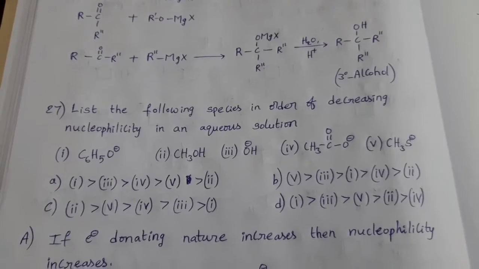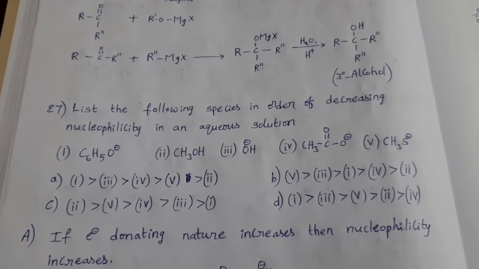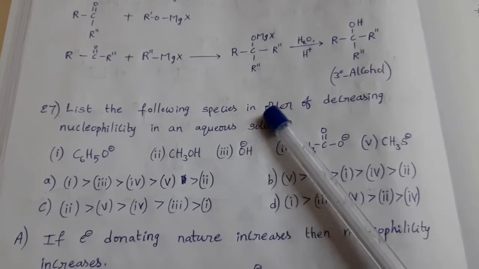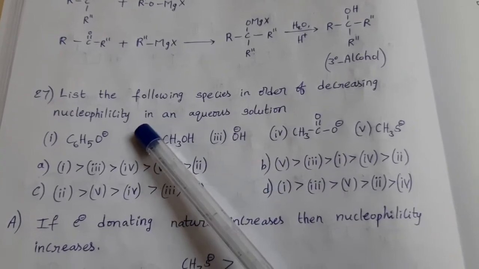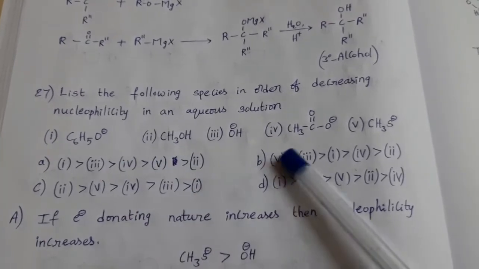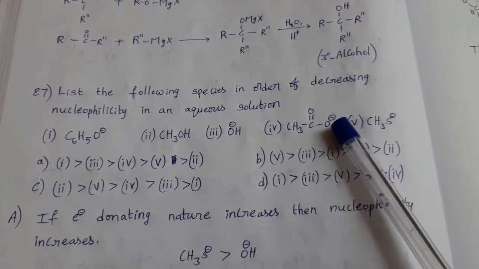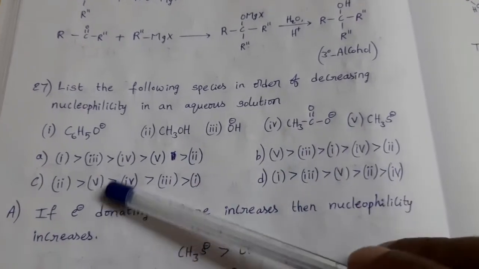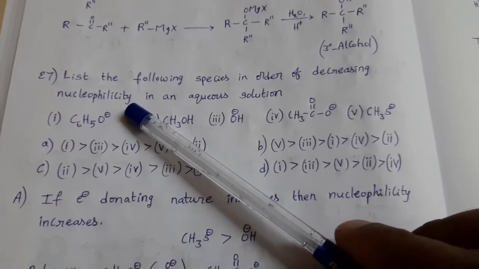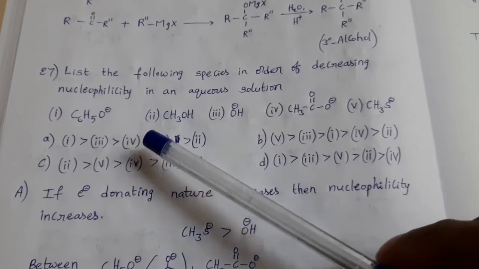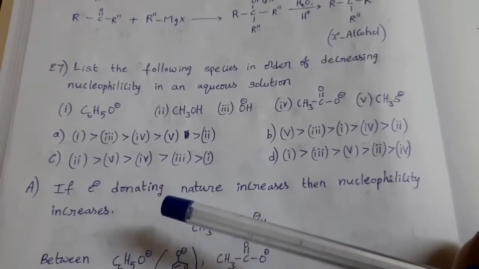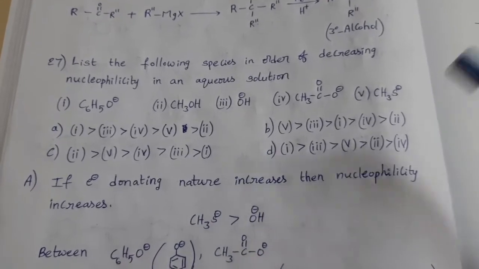Now see the continuation questions of forensic laboratory exam. List the following species in order of decreasing nucleophilicity in an aqueous solution. So here 5 species are given. We should identify the decreasing order of nucleophilicity. Nucleophilicity means nucleus attracting capacity. If an atom or ion donates electron easily, then it has more nucleophilicity.